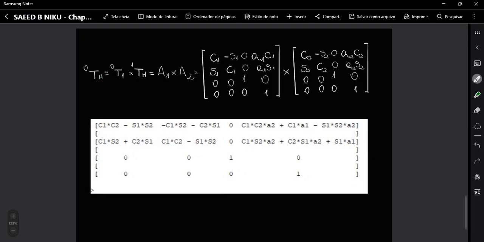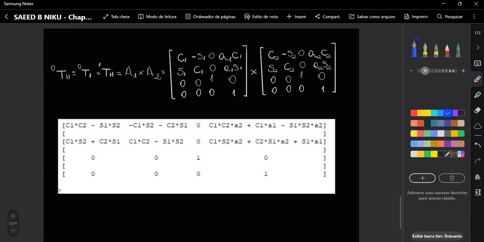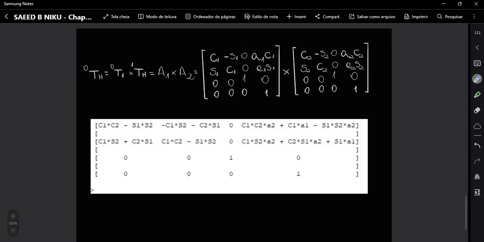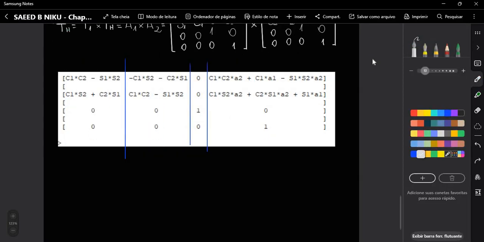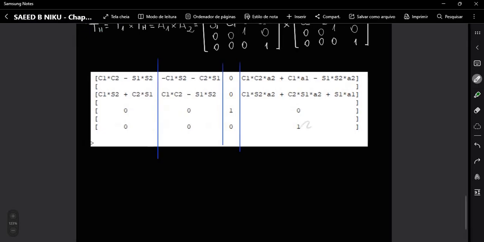And it's all correct. And let me separate this by columns. So this is one column, this is another column, right here a third column, and all this is the fourth column. So let's write the solution.